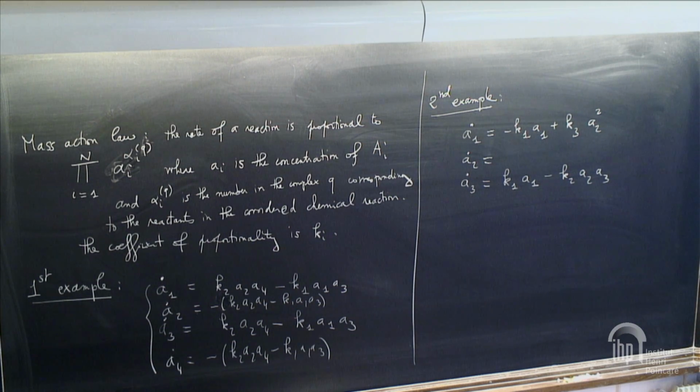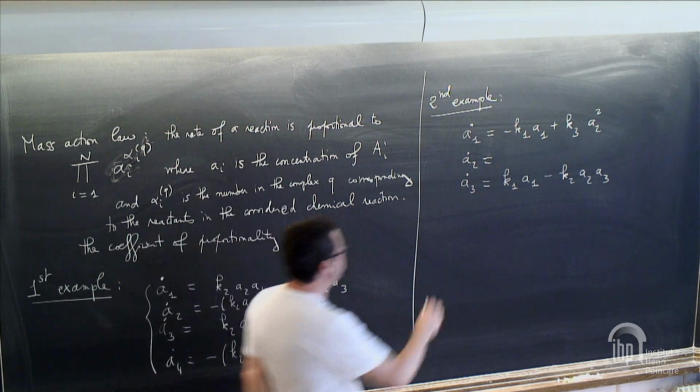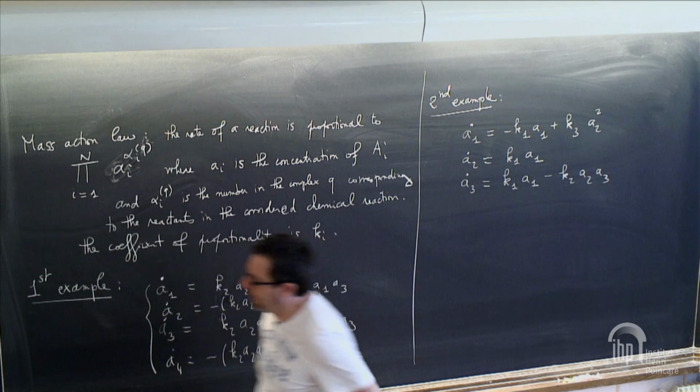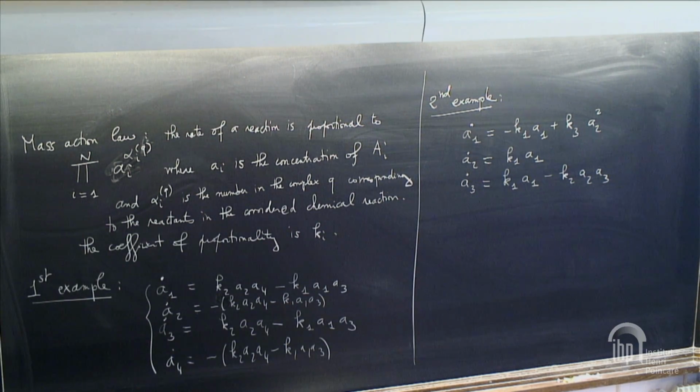And so for A2, one has to be a little more careful because A2 appears in two different places. So first, you can see that you can produce A2 out of A1. So you get K1 A1. Then you can destroy A2 because of the reaction which is here. But you have to remember that when you go from here to here, you destroy two A2s. Okay, so you have to remove minus 2 A2 square times K3.